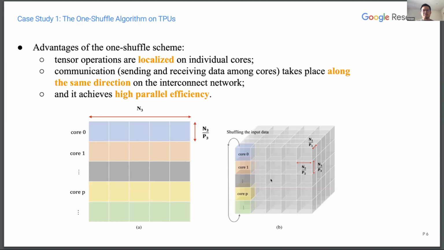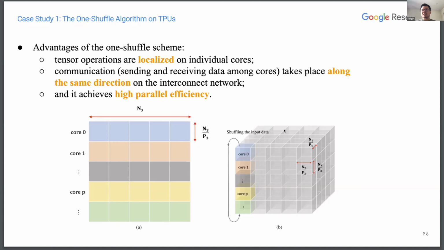The communication is through collective permute, which means, for example, on figure B, core 1 will contain a block of data. In each iteration of the collective communication, core 1 will send its data to core 0, and at the same time, core 1 will receive data from core 2. In this case, the communication takes place simultaneously along the same direction of the interconnect network. This way, we can achieve very high parallel efficiency.